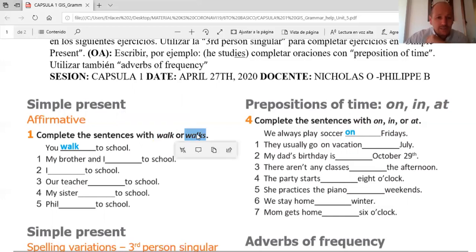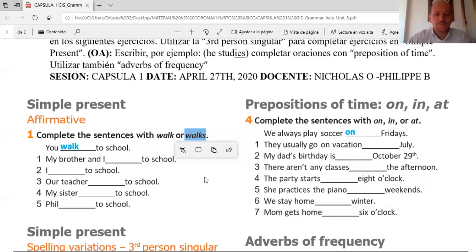No alcanzó a salir este, así que tengan mucho cuidado cuando veamos, ¿cierto? Los siguientes ejercicios. Be very careful. You must be very careful with the other exercises. Tienen que tener harto cuidado con los otros ejercicios, si es que llevan esa S final, en el caso que sea he, she o it. Esos tres subject pronouns, esos tres amigos.